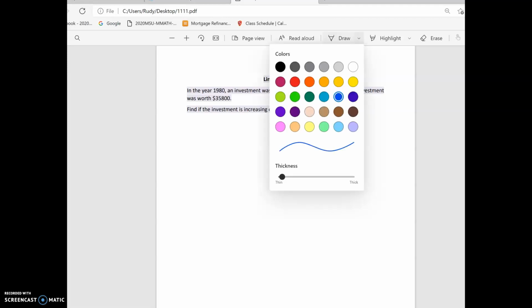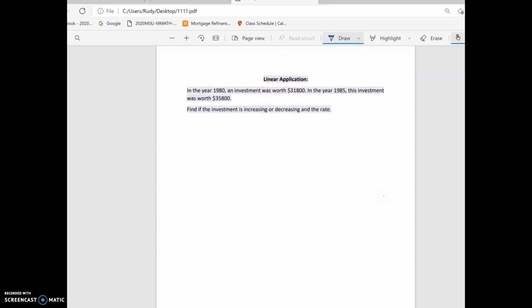Hi class, for this video we're going to be looking at an application and here's what we have so far. They tell us that they're talking about an investment and also this one is a linear application. They don't mention it, but it's stated on the title. Yet again, we're assuming that there's a linear pattern.